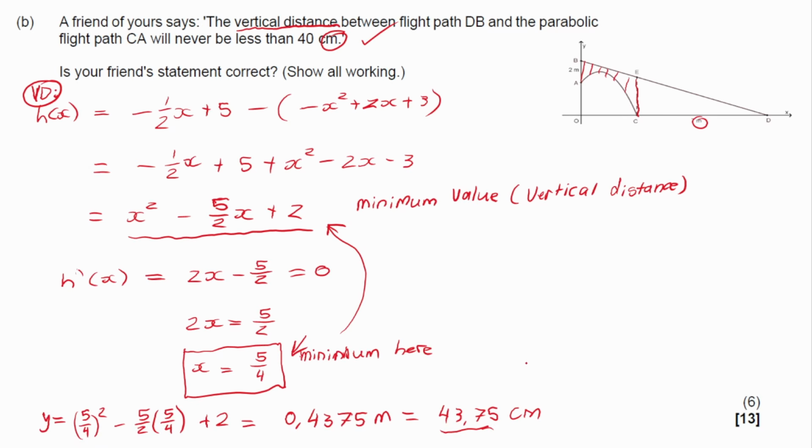And we need to say that. So you say, therefore, our friend's statement is correct, because this is our minimum distance, and it will never be less than 43.75 centimeters.